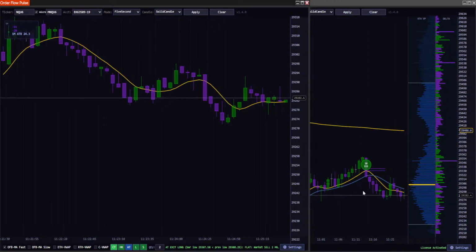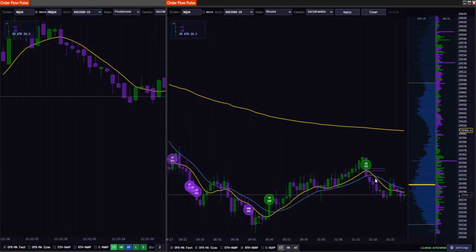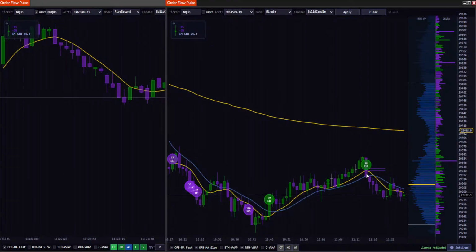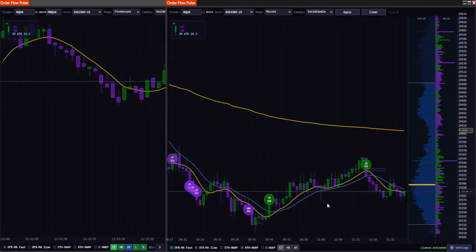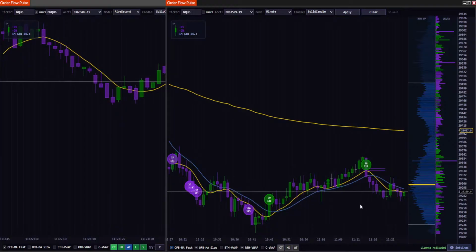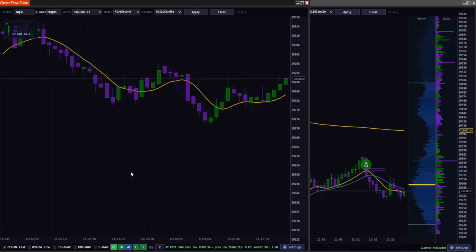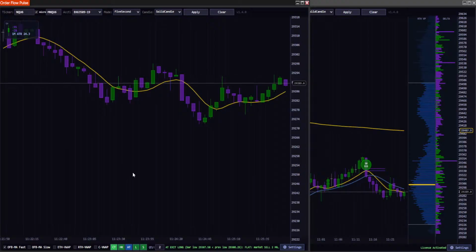Possibly. The order flow bar moving average is right here, my custom order flow bar moving average. The yellow line is the fast, and the blue line is the slow. Basically, it's Heiken Ashi data smoothed out with an exponential moving average. That is basically what that is.